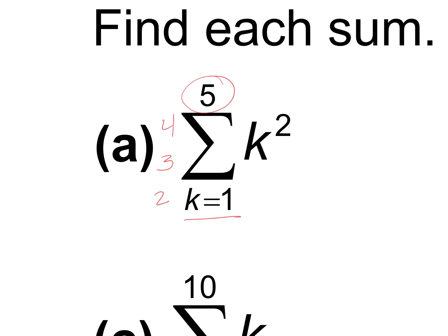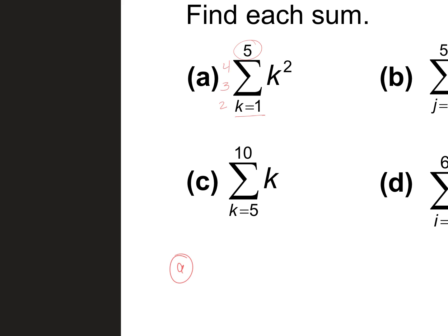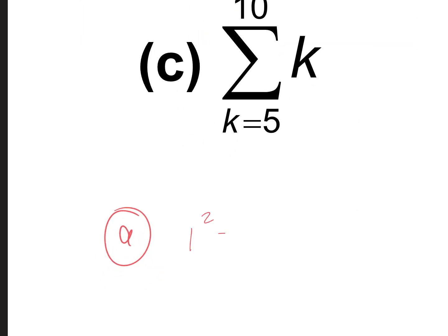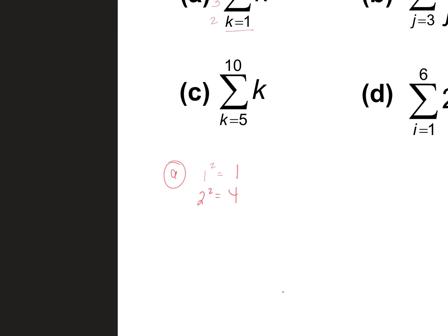And to find the sum, what do you do with all of your answers? You add them together. So this is how you guys would do this. I'm evaluating using k squared. So I'm going to plug in 1. What's 1 squared? 1. Then I'm going to plug in 2. So 2 squared is 4. Then 3. 3 squared is 9. Then 4. 4 squared is 16, perfect. And 5 squared is 25.